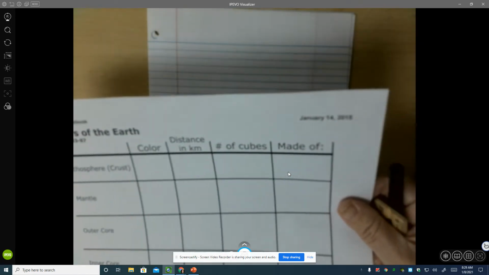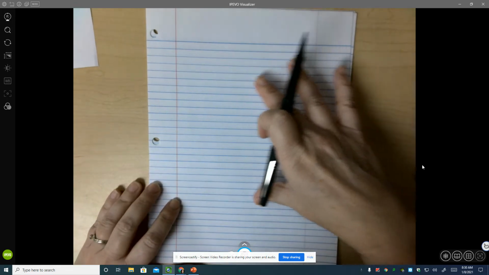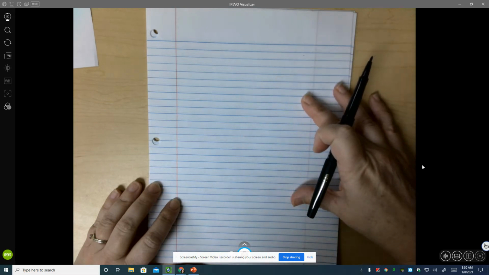All right, we're going to do the diagram of the layers of the earth. So what you need, boys, is a blank piece of paper. It would also be helpful to have the diagram out that we did yesterday, this table, which has some information on there that we'll include. Okay, so some of you, do you all have college rule, or some of you have wide rule?